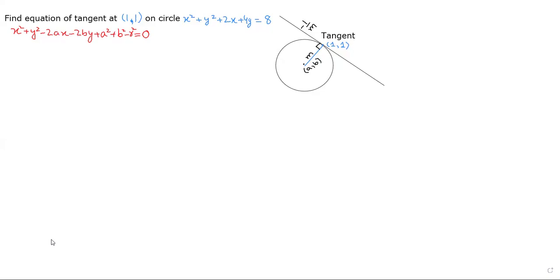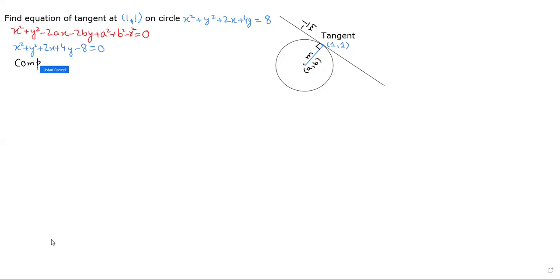General formula of equation of circle I have got, and the equation which is given to me, I'm writing that equation also over here. It is x square plus y square plus 2x plus 4y minus 8 equals to 0. Okay, I only need center coordinate. I don't need any radius. I only need center coordinate.